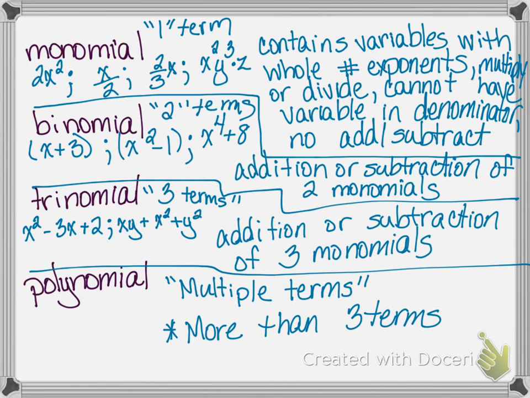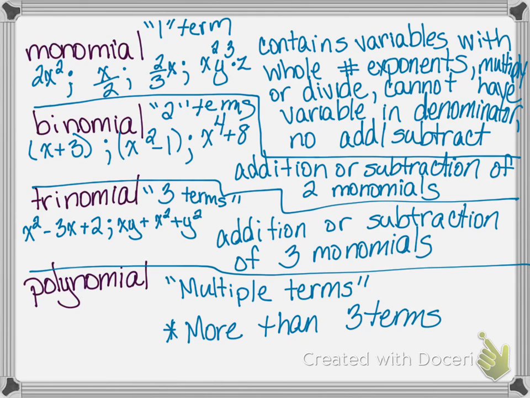A monomial is one term. It can be like 2x squared. It can be x over 2, 2/3 x squared times y to the third times z. A monomial contains variables with whole number exponents. You are multiplying or dividing within the monomial. You cannot have a variable in the denominator, and you are not adding and subtracting. Okay? That is what a monomial is.